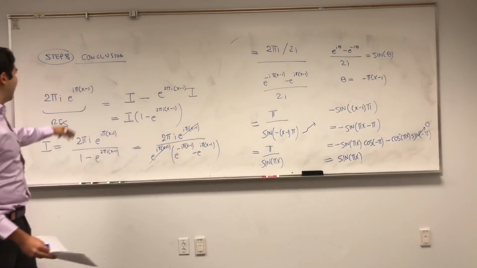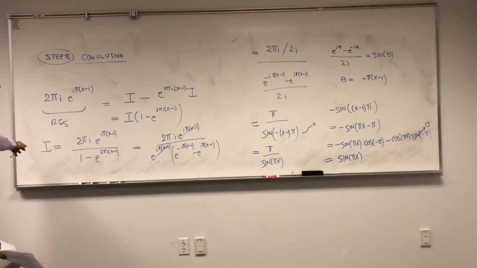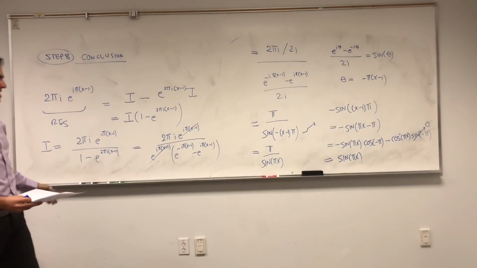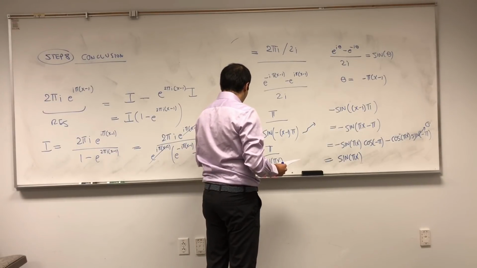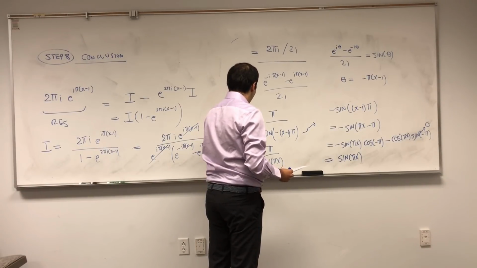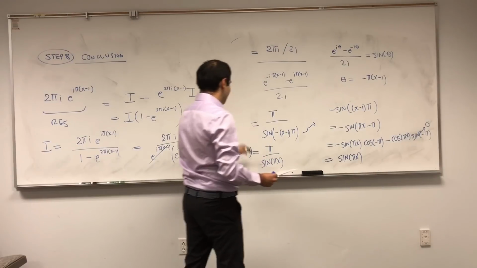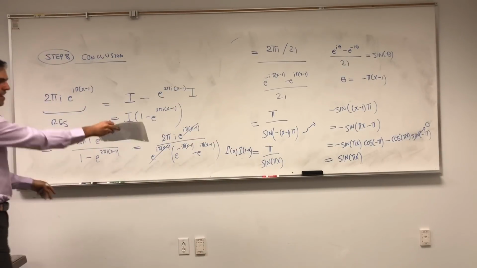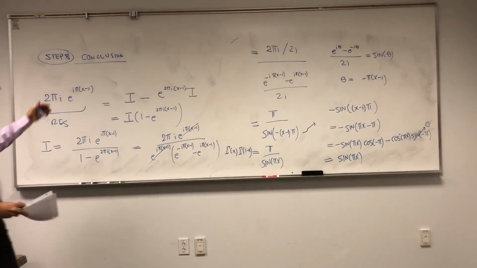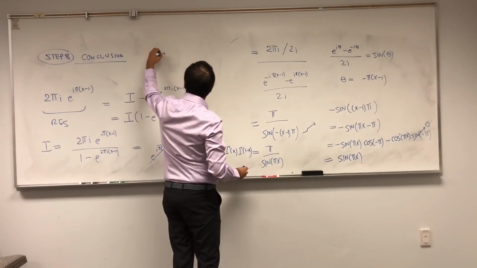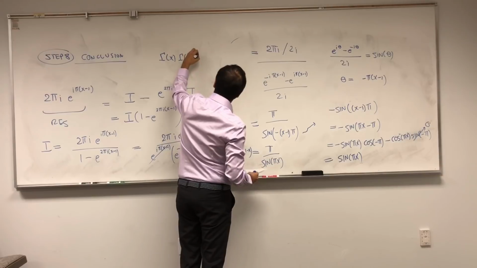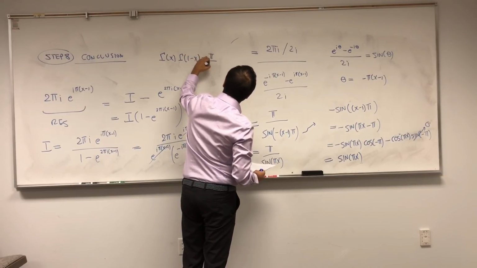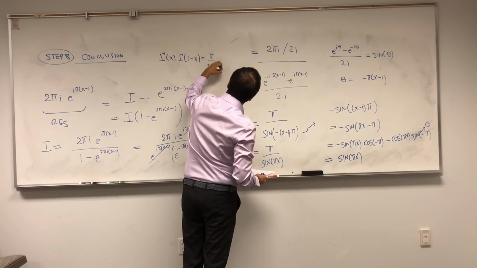And coming back to the very beginning, what is I? I was exactly what we had here, the gamma function. So gamma of x times gamma of 1 minus x was the beta function, but we showed that the beta function equals to this one. And therefore, in the end, we do have gamma of x times gamma of 1 minus x is pi over sine of pi x.